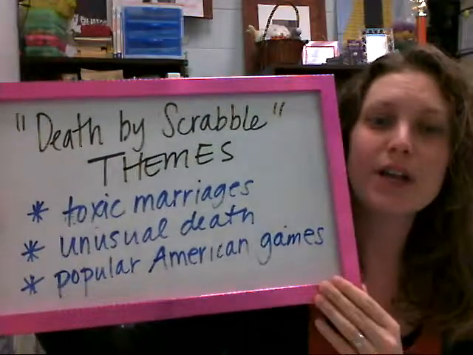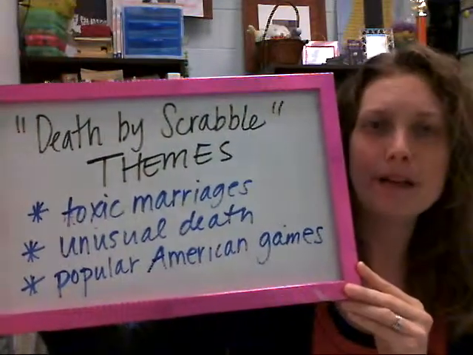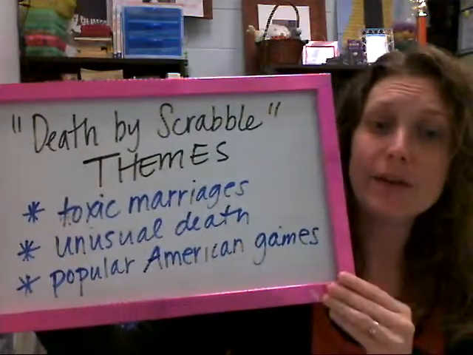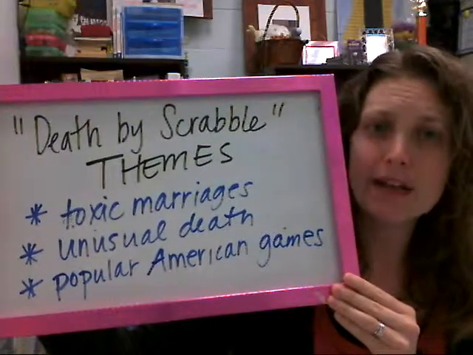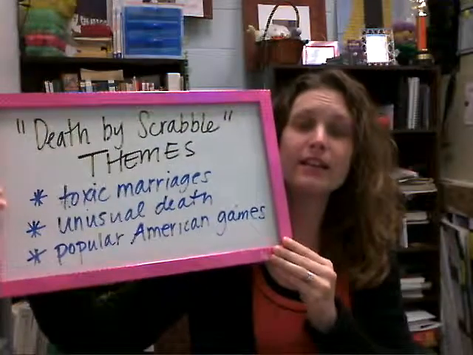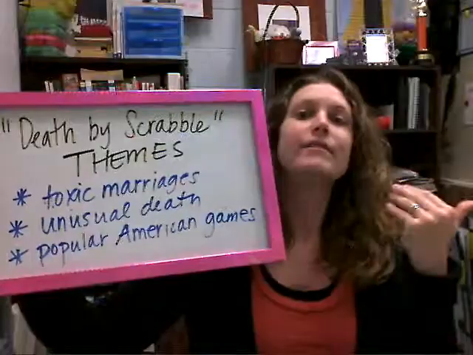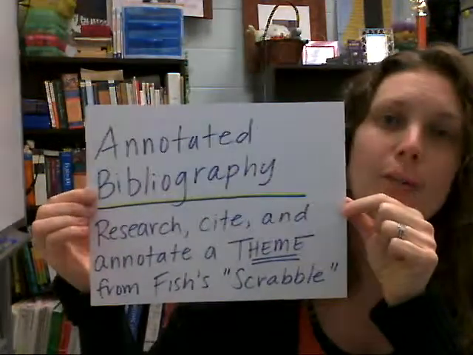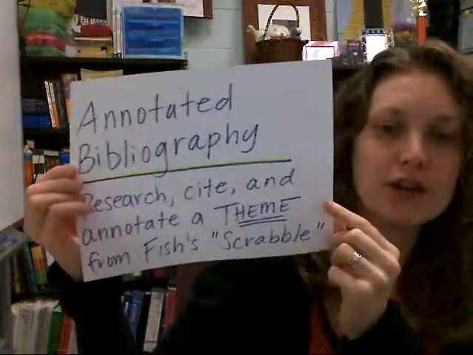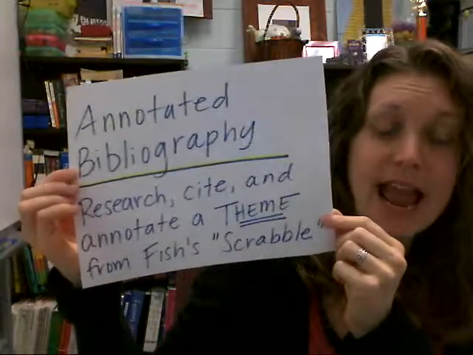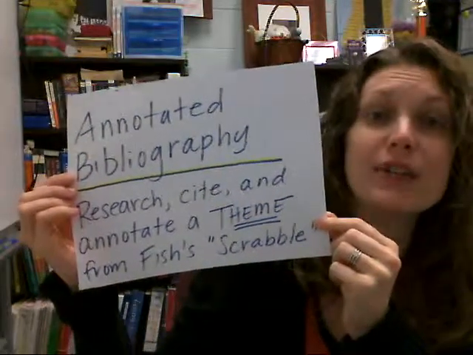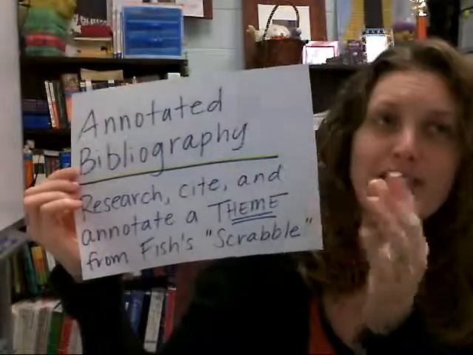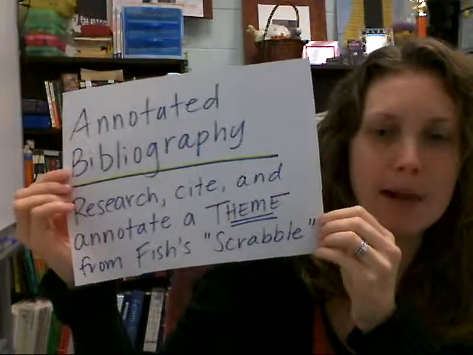All right? So, for the annotated bib, you are going to take a theme from the short story, and you're going to research it, annotate, and complete the assignment. So, going back to the annotated bib, what I was just saying. Taking a theme from the short story, you're going to research, you're going to cite, and you're going to annotate using a theme from Fish's Death by Scrabble.